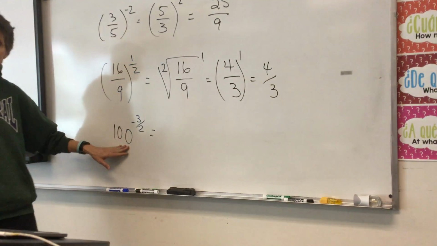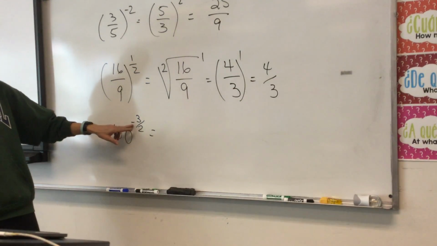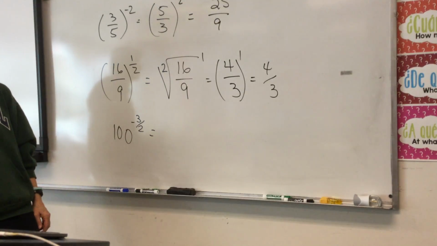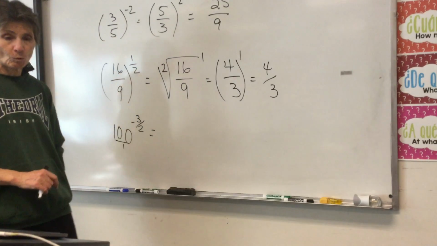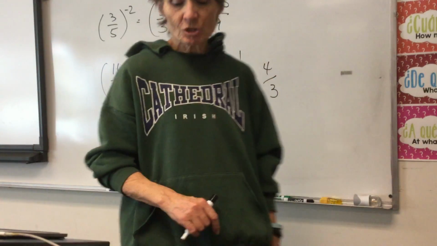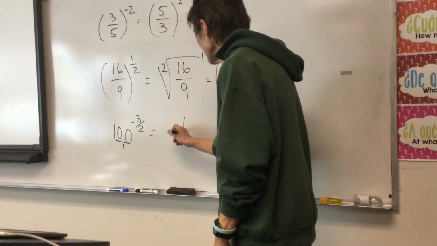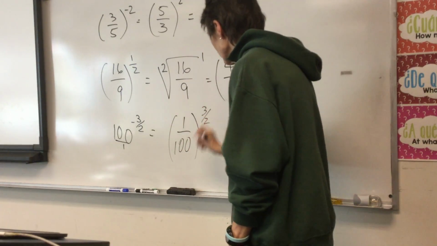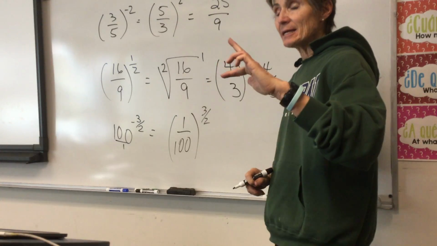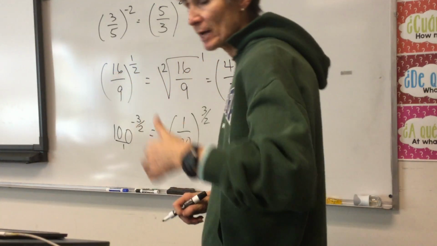All right, now we got a problem here. This one has a negative exponent. So the original number is 100 over 1. So that negative is going to flip it to 1 over 100. So the negative exponent flips your fraction.